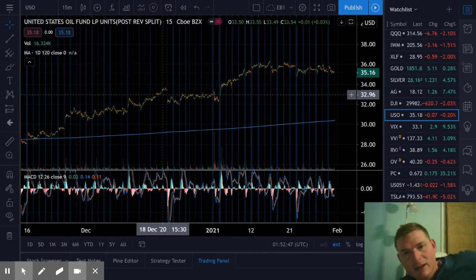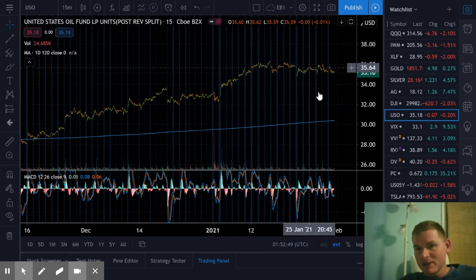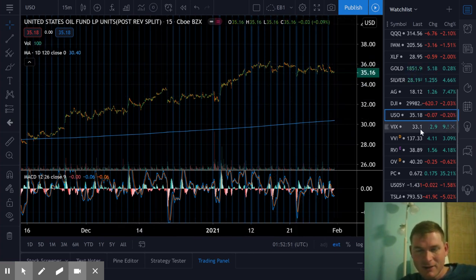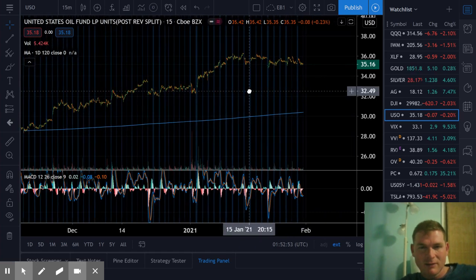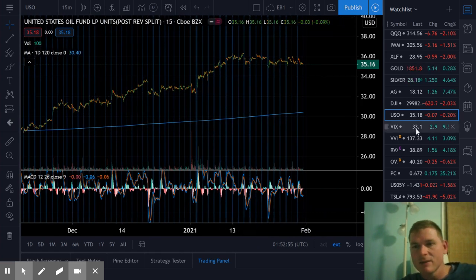But if oil ever gets in a spot to short, it's a great thing to short, but I don't really see that happening, and it's not particularly related to the market overall.